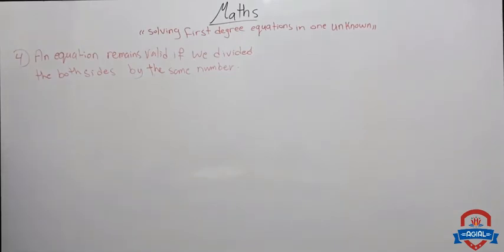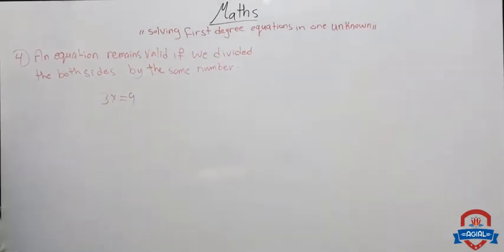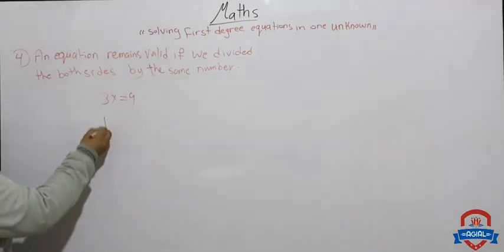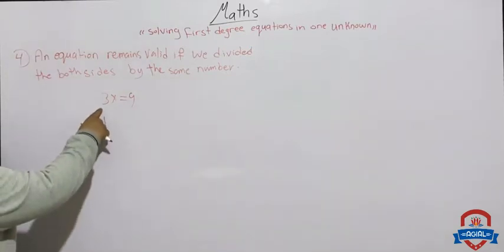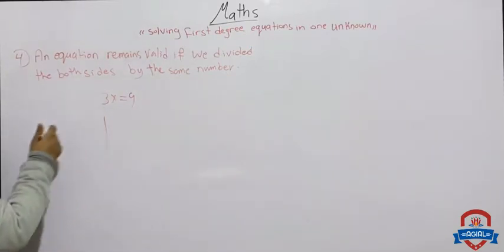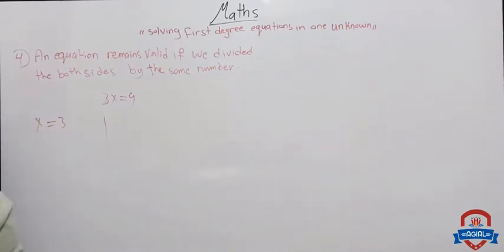For example, if we have this equation, 3x equals 9, the value of the unknown in this equation equals 3, because the number 3 is the unique number that, if we multiply it by 3, equals 9. So x equals 3.